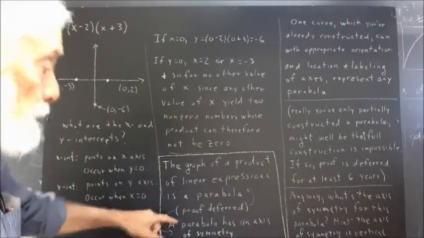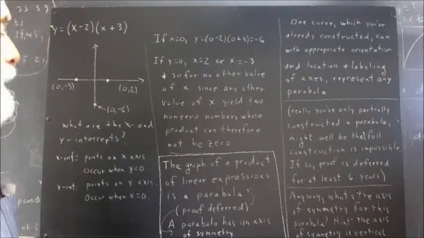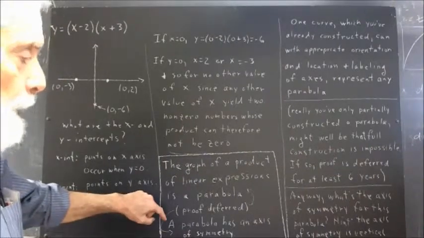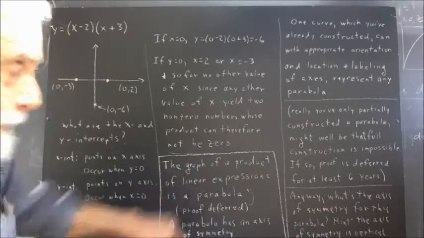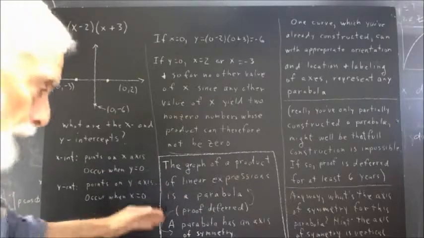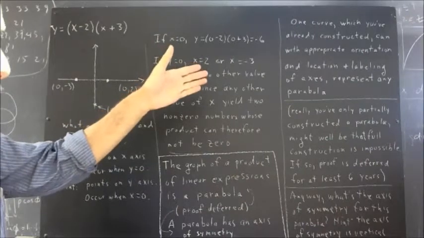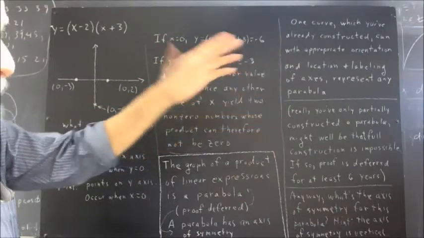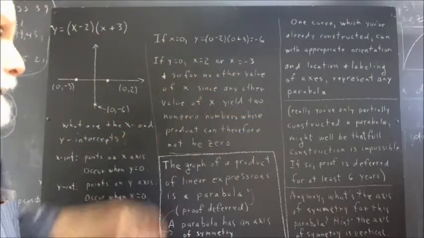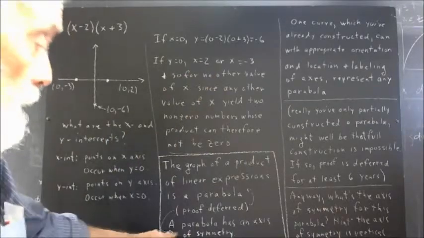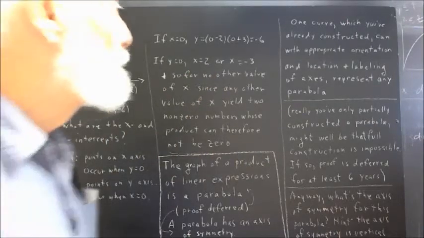The other thing, and we're not going to quite prove this yet, but I'll assert it, is that a parabola has an axis of symmetry. That means there's some straight line such that the parabola on one side of the line is a mirror image of the parabola on the other side. Again, we're going to defer that proof.